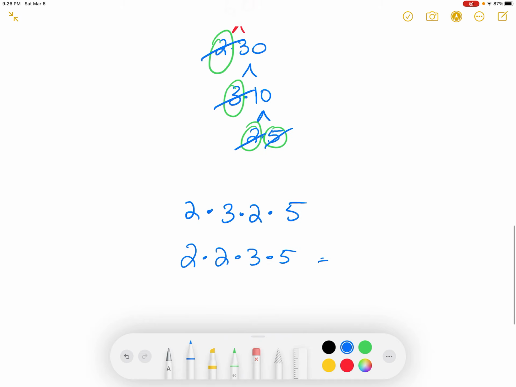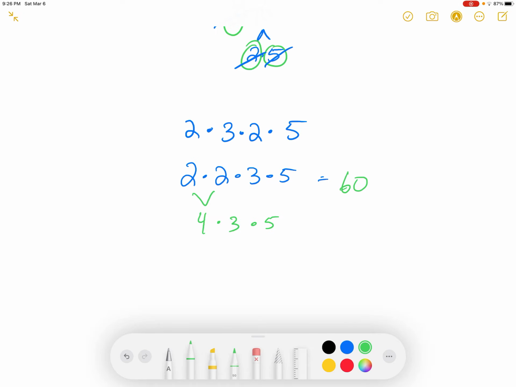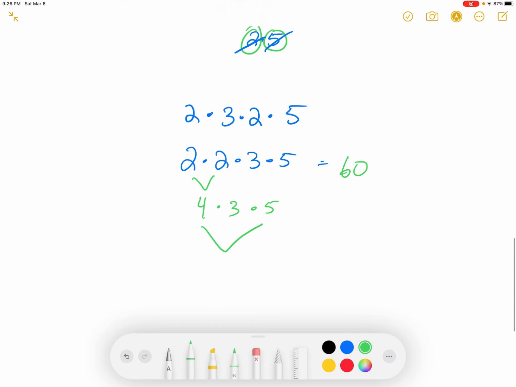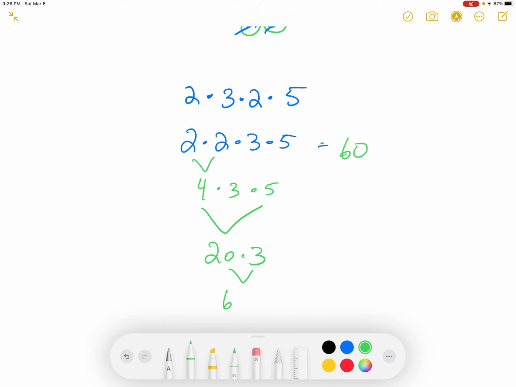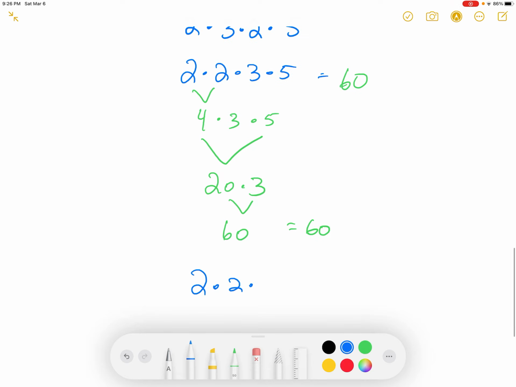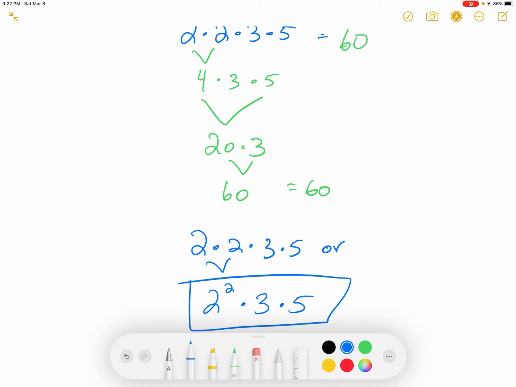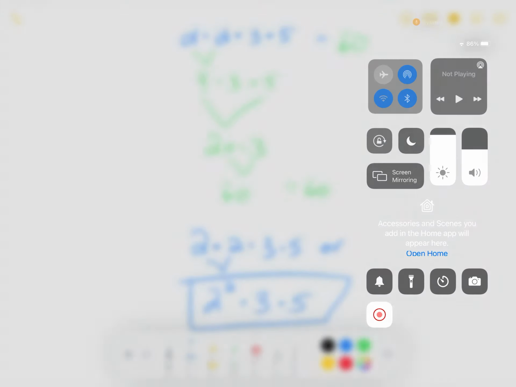Let's test that first to make sure it equals 60. 2 times 2 is 4. 4 times 3 times 5. Let's go with 4 times 5 is 20. Times 3. 3 times 2 is 6, so this is 60. 60 does equal 60. So the prime factorization could be written 2 times 2 times 3 times 5, or it could be 2 times 2, which is 2 squared, times 3 times 5. And there you go, prime factorization with exponents.